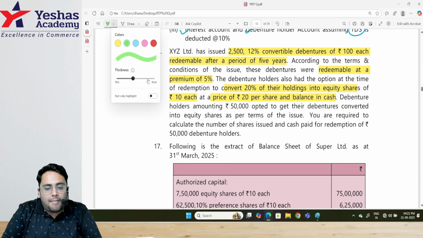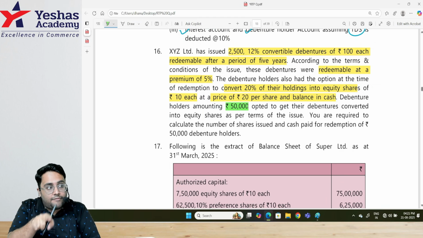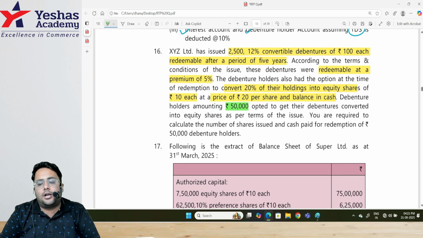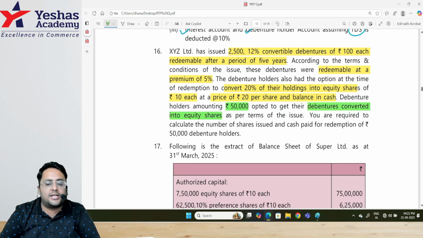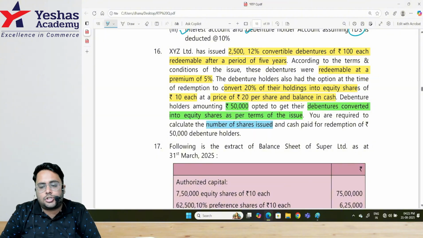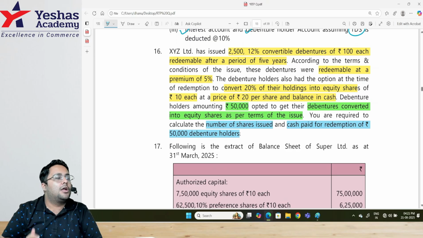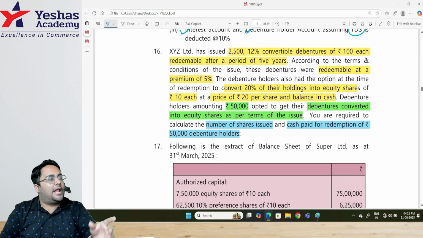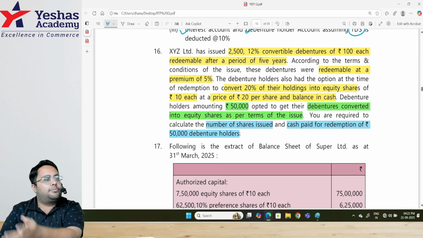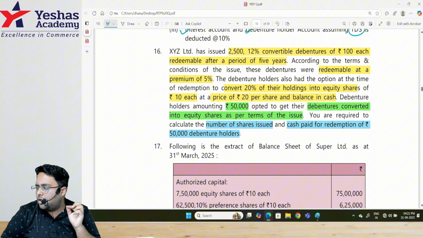Debenture holders amounting to 50,000, not number of debentures, value 50,000, opted to get their debentures converted into equity shares as per the terms of the issue. You are required to calculate the number of shares issued and the cash paid for redemption of the 50,000 rupees debenture holder. I want you to calculate number of shares and how much money to be paid. Try everyone. I'm giving you 1 to 2 minutes. Try.